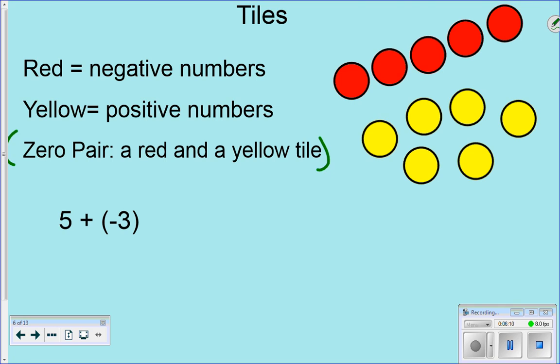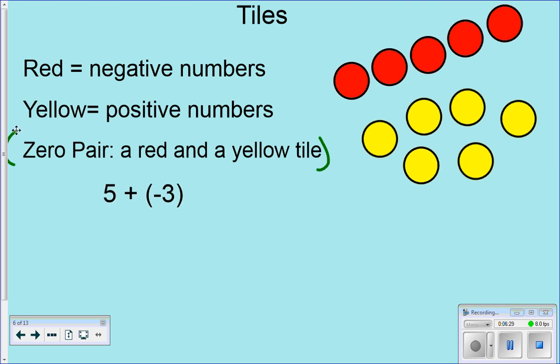So the reds are the negatives, the yellows are the positives, John? Well, I'm going to show you. I'll show you what I'm going to do. I haven't done anything. I'm just waiting for you to write.